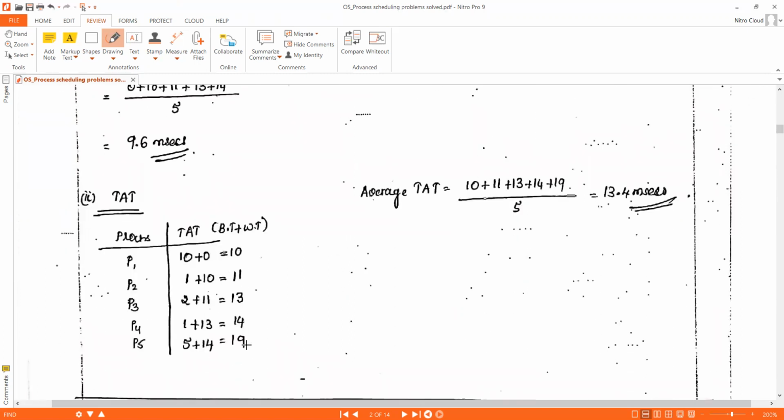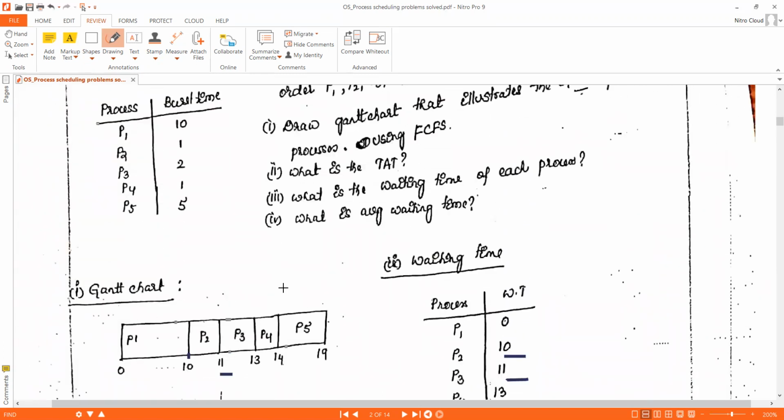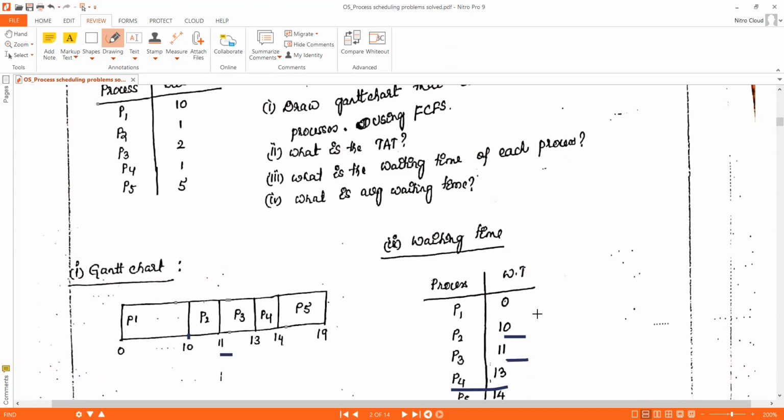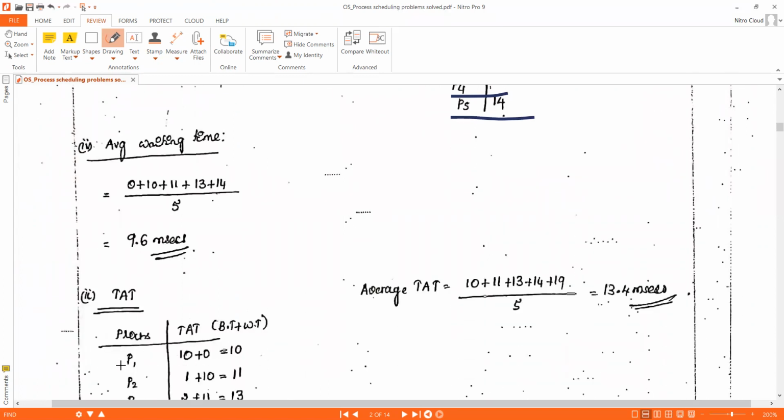Okay, now we'll see how to find the turnaround time. To find the turnaround time for a specific process, the sum of the burst time and its waiting time is the turnaround time of that process. Now process 1's turnaround time will be calculated by summing process 1's burst time and process 1's waiting time. What is process 1's burst time? Process 1's burst time is 10 milliseconds and its waiting time is 0 milliseconds. 10 plus 0, it is 10. 10 is the turnaround time for process 1.